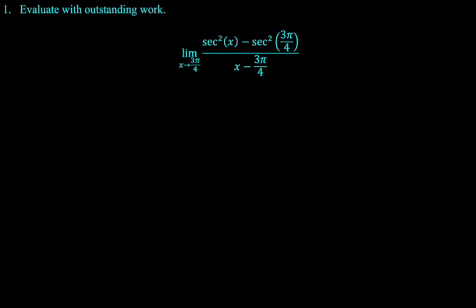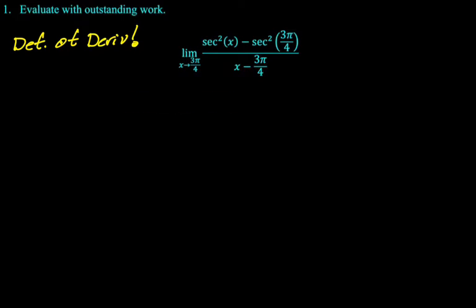The limit as x approaches 3 pi over 4 of secant squared of x minus secant squared of 3 pi over 4, over x minus 3 pi over 4. This to me just looks like the definition of the derivative. You might be in the mind of just doing L'Hopital's rule if you're in the L'Hopital's notes or you just did the last problem set, but always be on the lookout for the definition of the derivative.